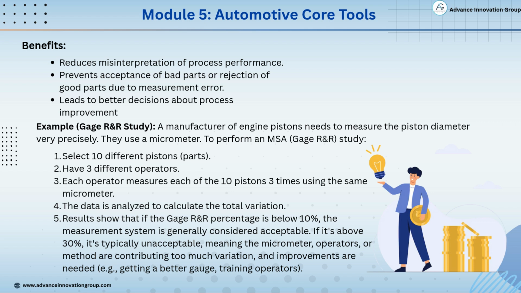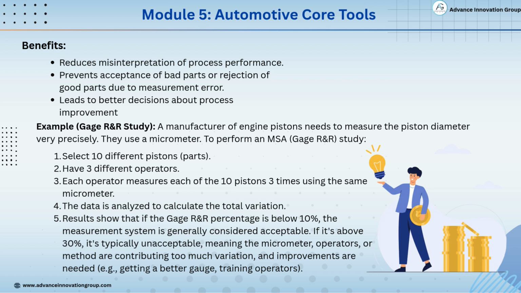This slide highlights the benefits of Measurement System Analysis, MSA, and gives a real-world example using a gauge R&R study. Benefits: MSA helps reduce errors in interpreting process performance. It prevents bad decisions like rejecting good parts or accepting bad ones due to measurement inaccuracies. It leads to better process improvement decisions by ensuring reliable data.